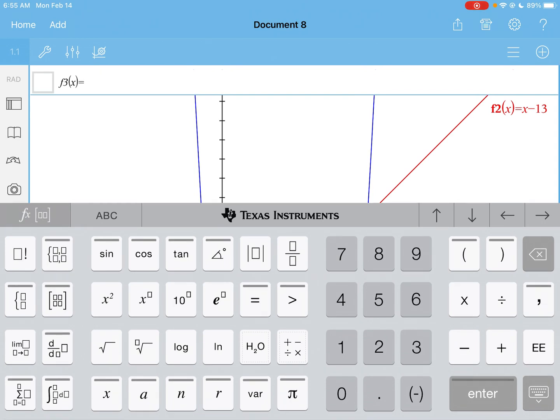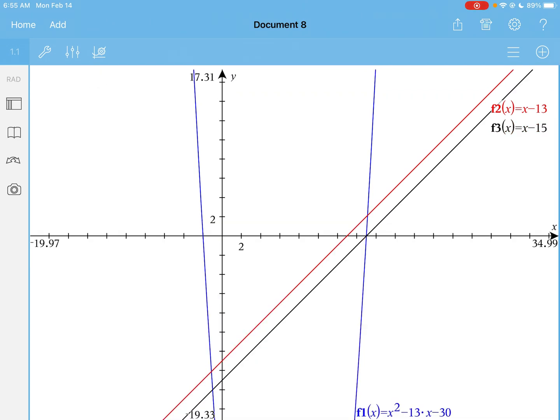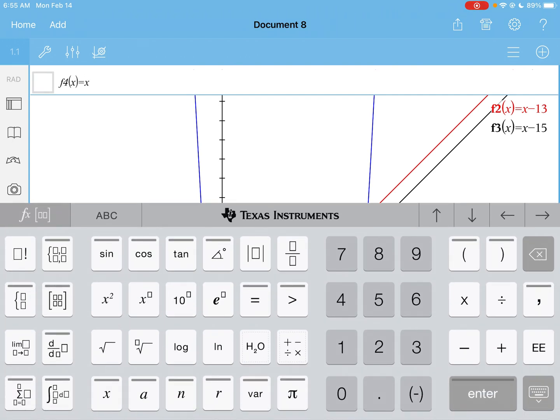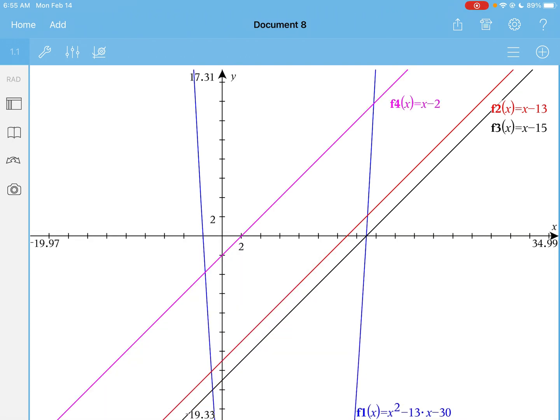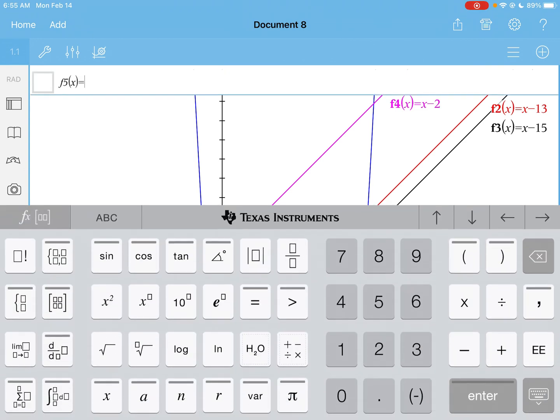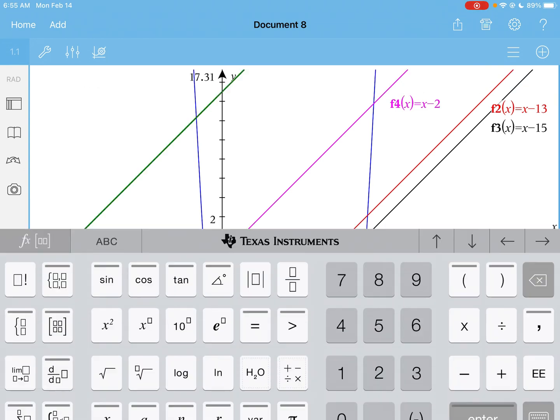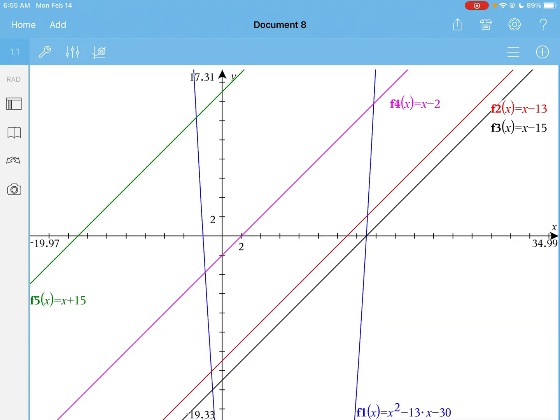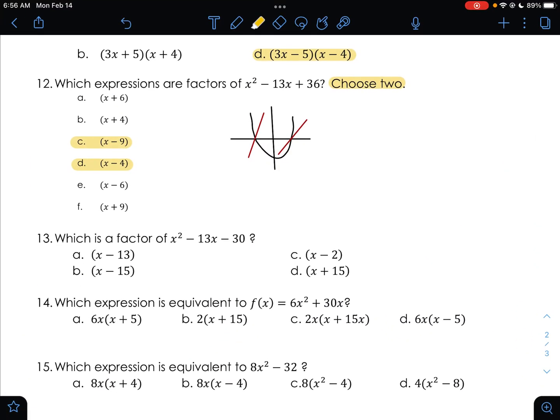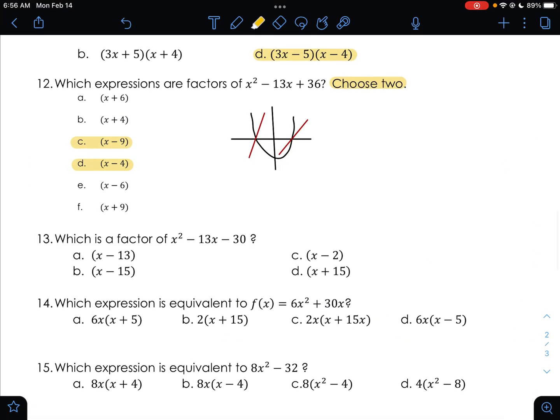Nope, that doesn't go through. X minus 15. That one does go through. Let's check the other ones. X minus 2. Nope. And x plus 15. That one doesn't go through. So it was x minus 15 that went through.